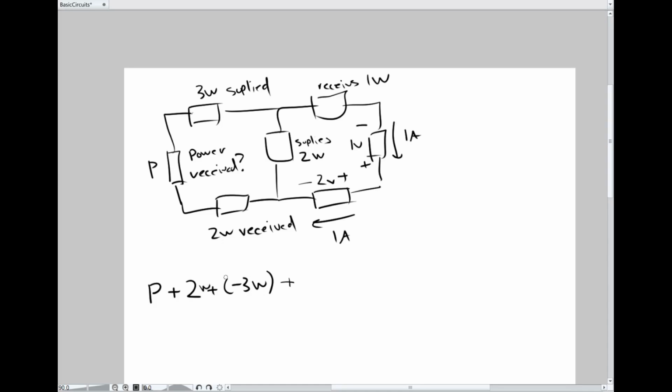I'll just put the watts in. 1 watt received, minus 2 watts supplied, so plus minus 2 watts, because it's supplied. And then this here is minus 1 watt received. Why? Because the current is not going with voltage drop. So if I were to multiply current and voltage here, I get power supplied, but I'm summing up all the power received. So this is like sum of power received, just to remind you.